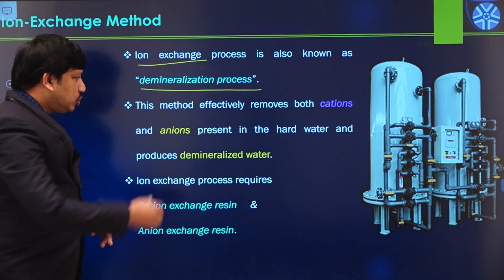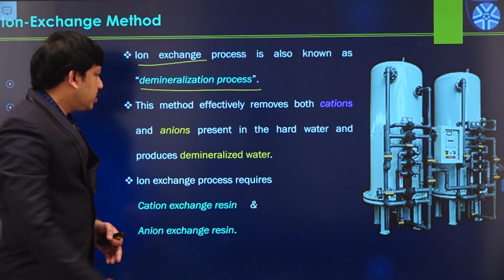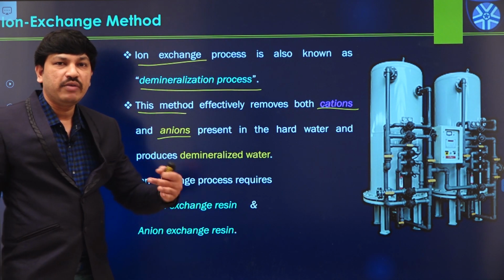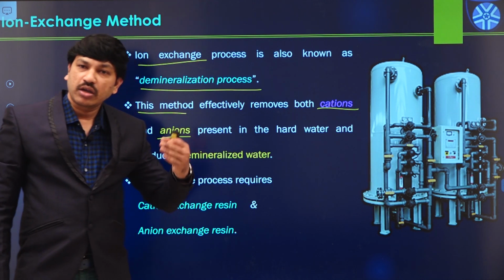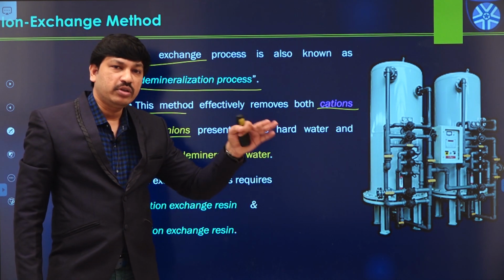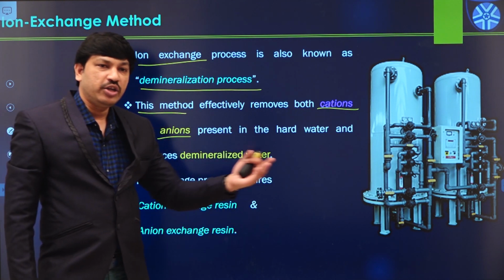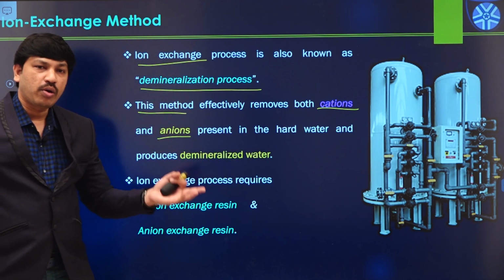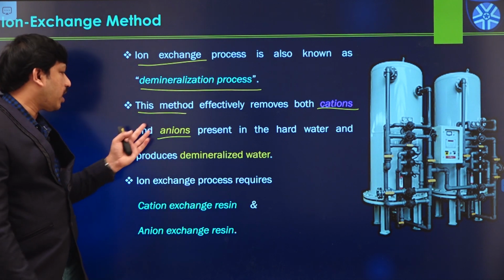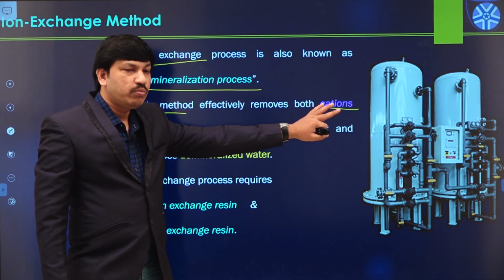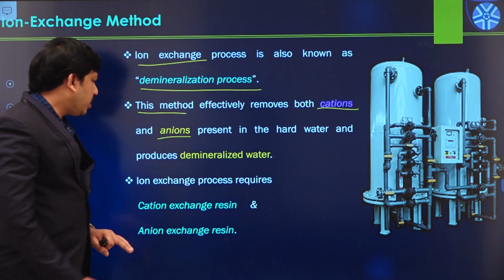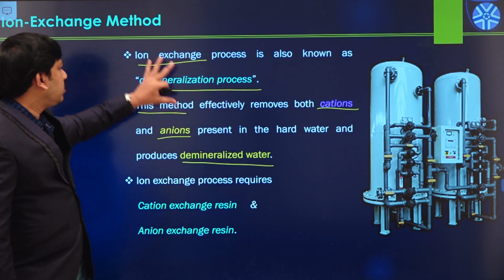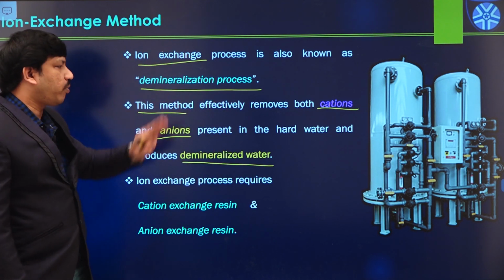Why? Because this method effectively removes both cations and anions available in the given water sample. It can remove cations like calcium and magnesium salts or any other heavy metal ion salts, and all types of anions like chlorides, sulfates, carbonates, bicarbonates, whatever anions are available. So it effectively removes both cations and anions. Finally, it provides only a demineralized water sample. That is the reason this method is also known as the demineralization process.